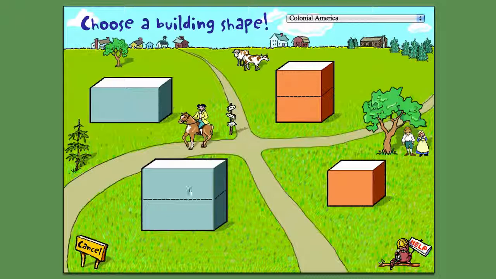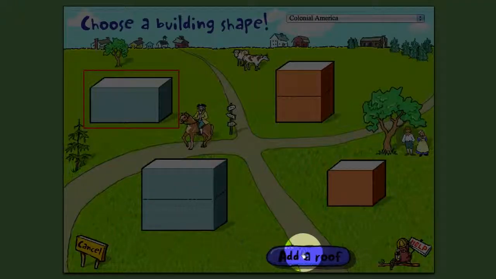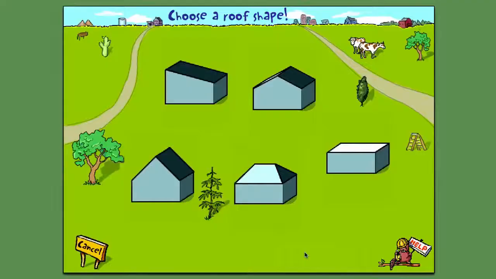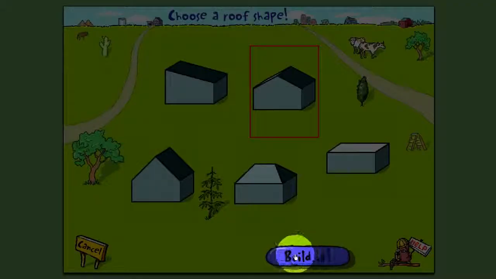And then you want to come in and choose one of these four choices. I'm going to choose this choice right here. Then at the bottom, it's going to bring up a new button that says Add a Roof, and this will prompt me to add the type of roof I want to make. And for this type of colonial roof, I'm going to choose this choice right here. I could choose any one of these 5 choices. And finally, I'm going to click on the button at the bottom that says Build It.